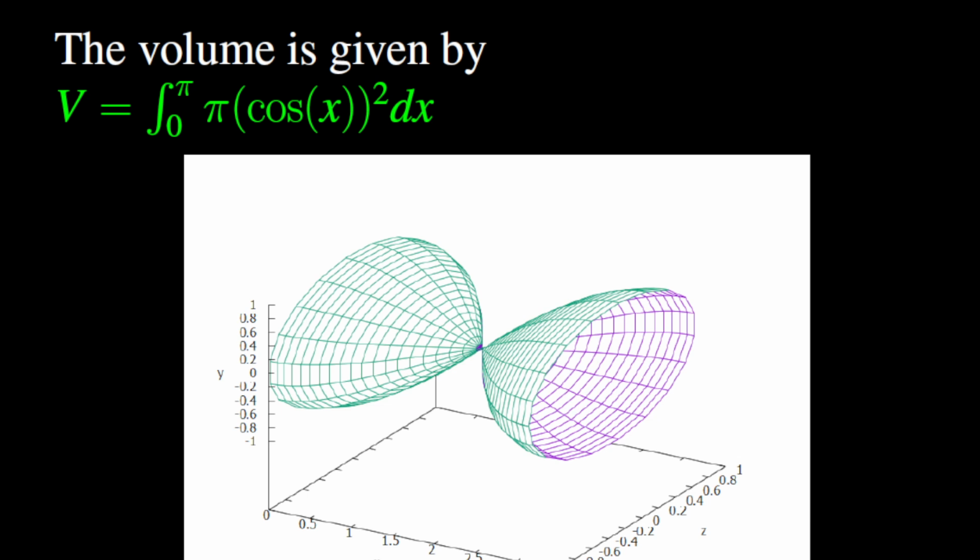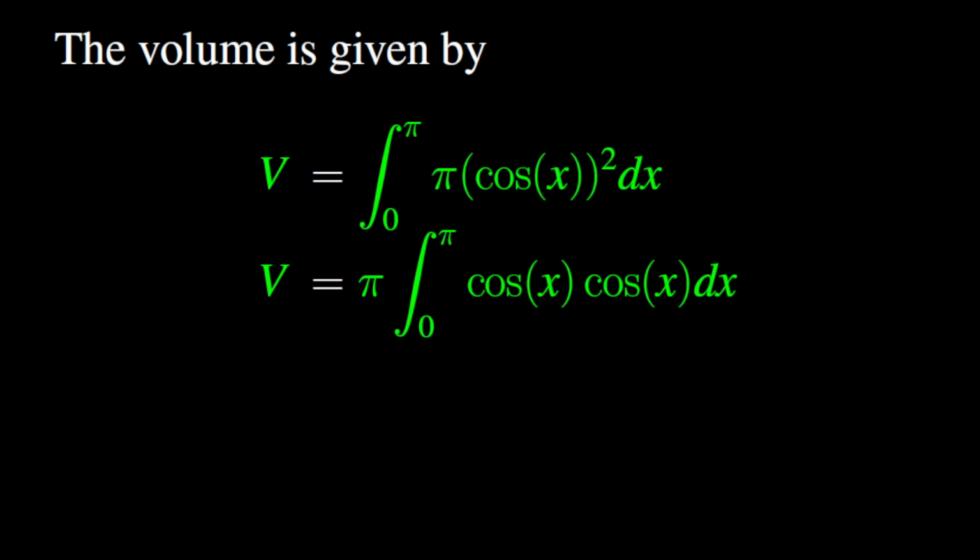The volume is given by the integral of the cross-section area from 0 to pi. This is the integral from 0 to pi of pi times cosine of x squared. The volume is pi times the integral from 0 to pi of cosine of x times cosine of x dx.